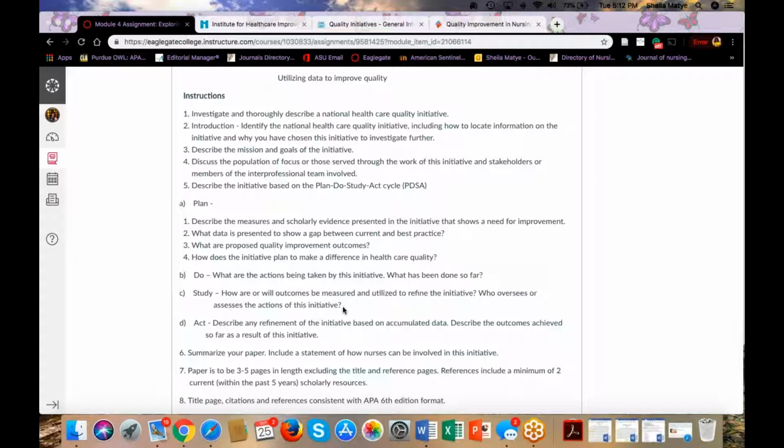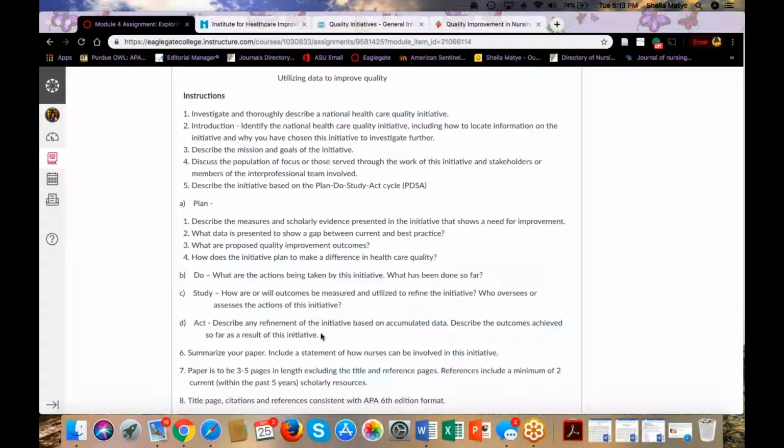And then lastly, we have the act. And so now you need to describe any refinement of the initiative based on the data. Then you need to describe the outcomes achieved so far as a result of this initiative. Now, I've had students tell me, currently we are doing this initiative, but we haven't completed it yet. That's perfectly okay. What has been done thus far?